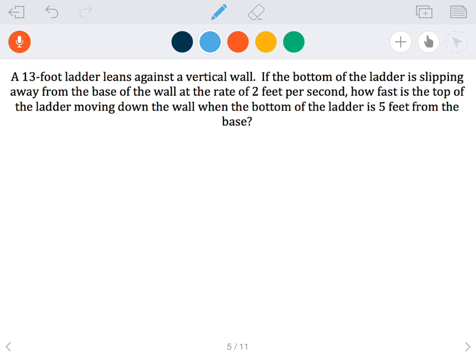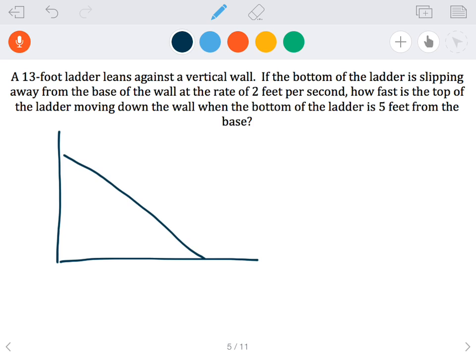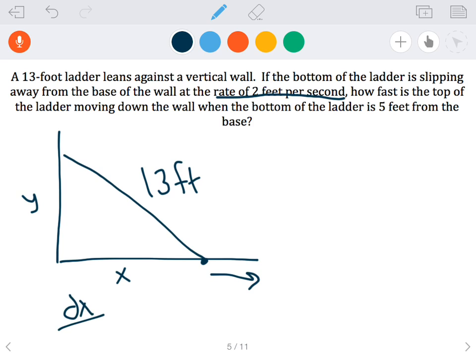A 13-foot ladder leans against a vertical wall. Before I go any further, I'm drawing my picture. There's my wall, there's my ladder. My ladder is 13 feet long. If the bottom of the ladder is slipping away from the base of the wall, so the bottom of the ladder is moving this way, at the rate of 2 feet per second. So that's telling me if I call this distance x and this distance y, this rate of 2 feet per second tells me my rate, dx dt, is increasing at 2 feet per second.